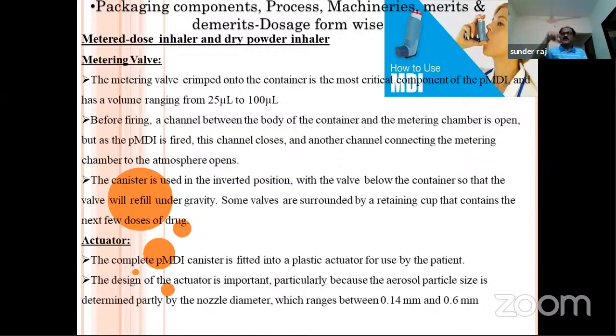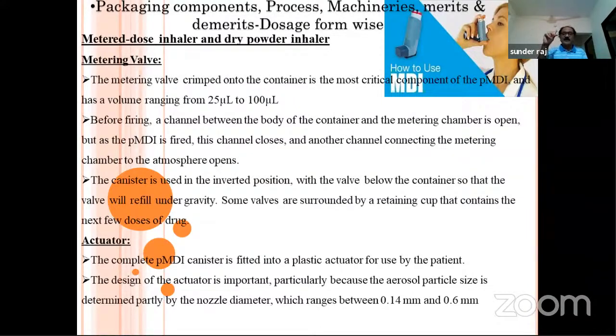You have seen the picture. The canister is in an inverted position, and when you press the container, the desired amount will be dispensed through the valve to the system. So the canister is used in the inverted position with the valve below.